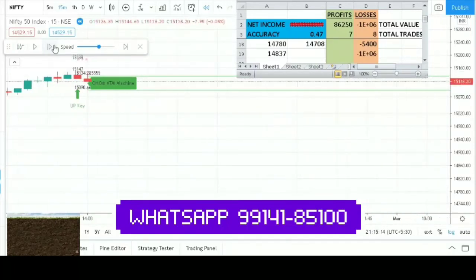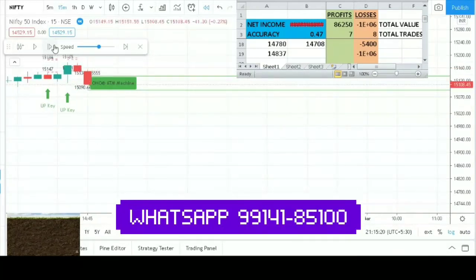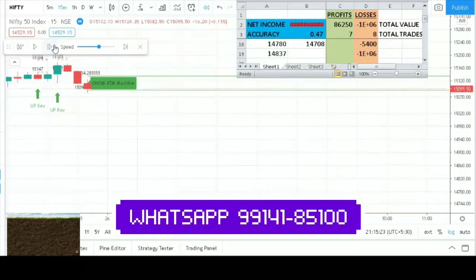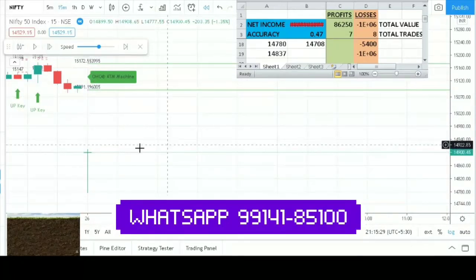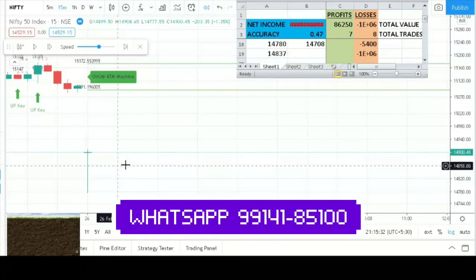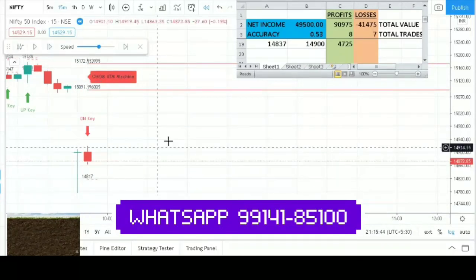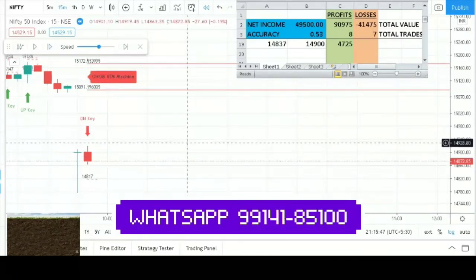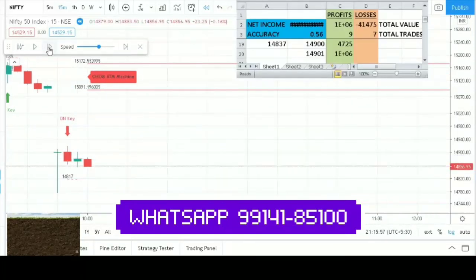Still green and still showing upside. Closing nothing, not happening. So here closing happens and we are closing, 14900. Okay, we could maximize the profit. Opening is at 14901. We are selling and buying at 14901.